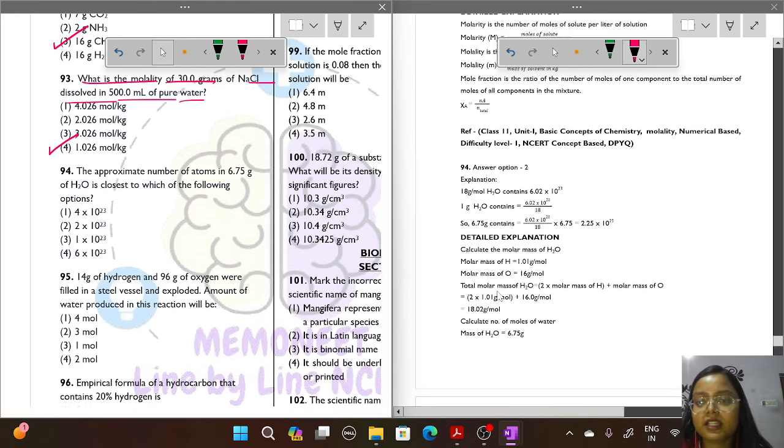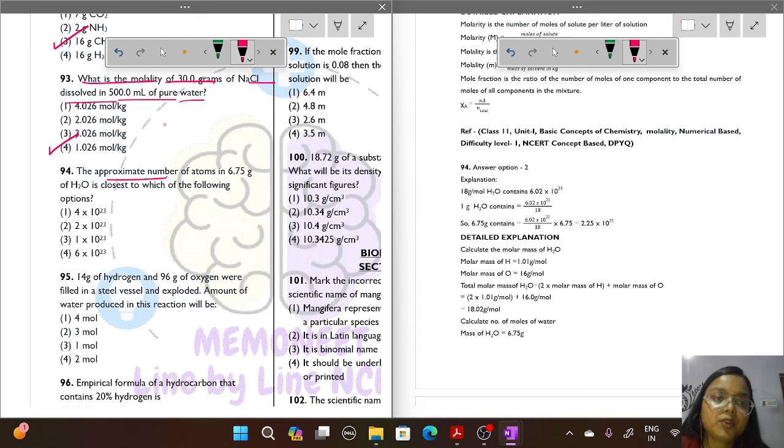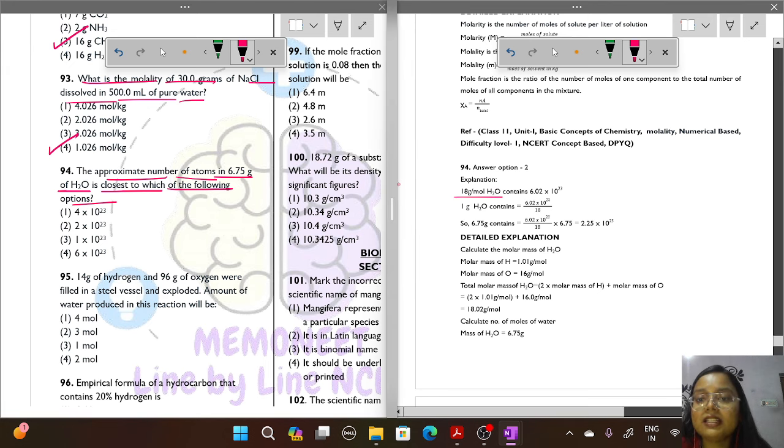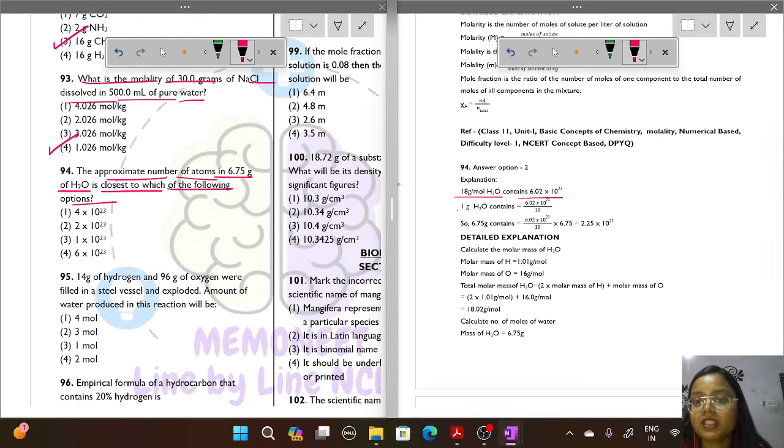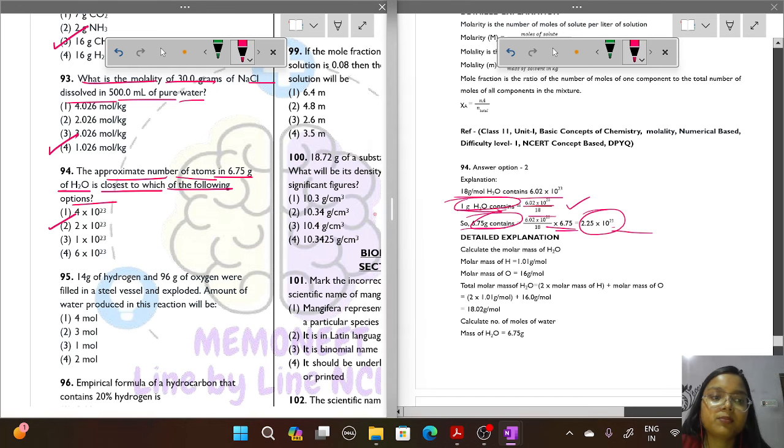Question number 94. The approximate number of atoms in 6.75 gram of H2O is closest to which of the following options? So 18 gram per mole of H2O contains 6.02 into 10 to the power 23. How much will 1 gram of H2O contain? It will contain 6.02 into 10 to the power 23 divided by 18. So 6.75 gram will contain 2.25 into 10 to the power 23. Option number 2.